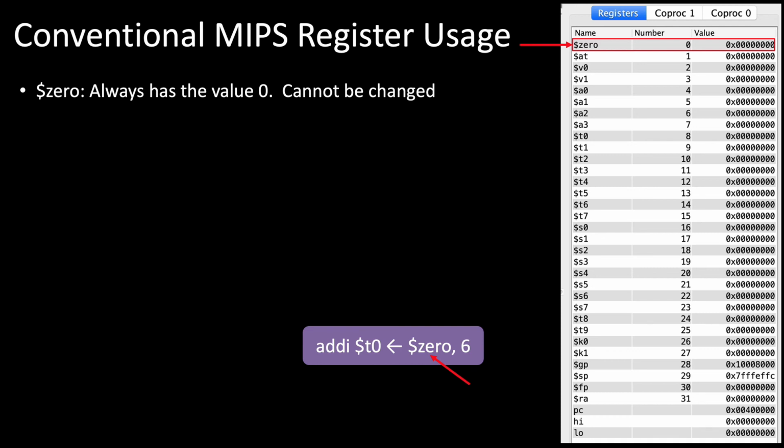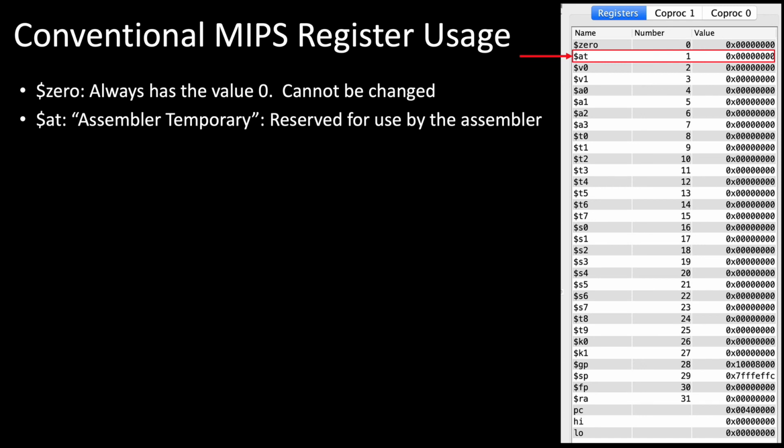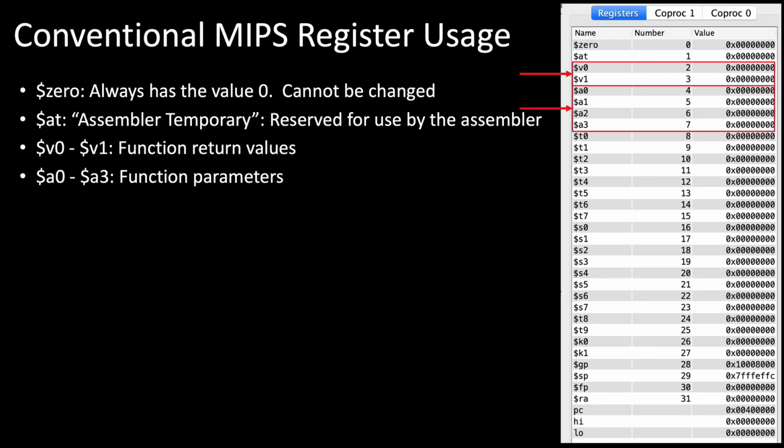AT stands for Assembler Temporary. This register is reserved by the assembler. We'll see examples of how it's used when we cover pseudo instructions. By convention, a function's return value is placed in V0. And function parameters are placed in registers A0 through A3. We'll see examples of this in the next video where I talk about our testing framework.